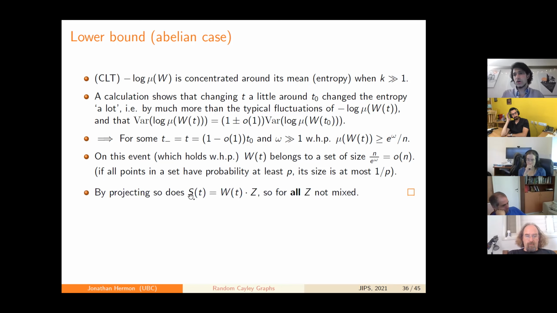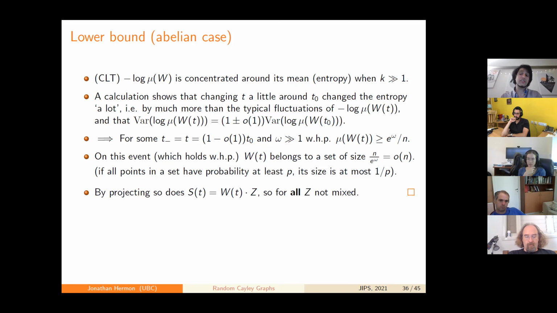But our random walk is a projection of WT. So the random walk on this event is even supported on a smaller set, right? And this is true for all choice of generator Z. So for all choice of generator Z, we see that the random walk will not be mixed shortly before the entropic time.